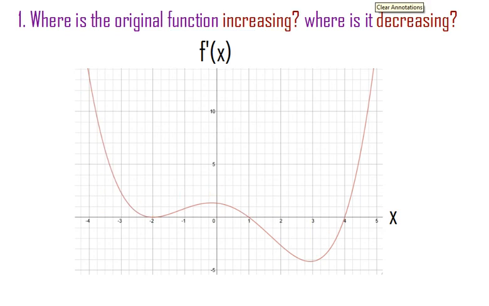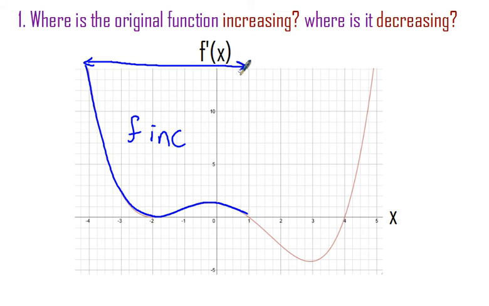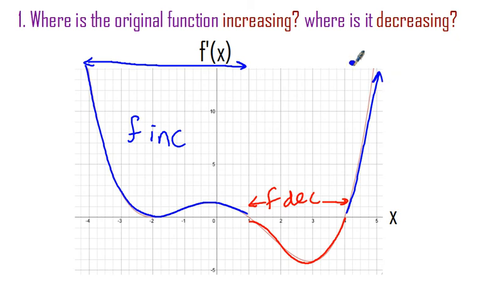Anytime the derivative is positive, which is all in here, we're going to expect that f of x is increasing, all in here. And anytime f prime has negative values, we're going to expect that f is decreasing, all in here. And it looks like we're increasing again where the derivative is positive, so increasing again from that point onward towards infinity.